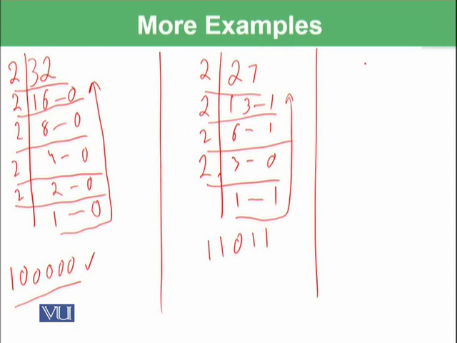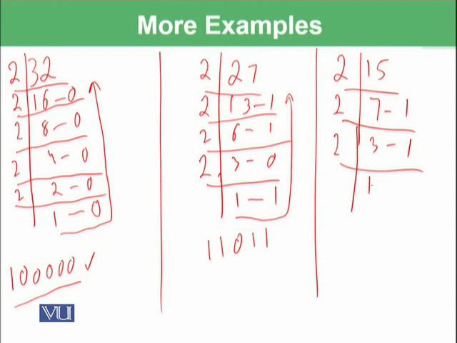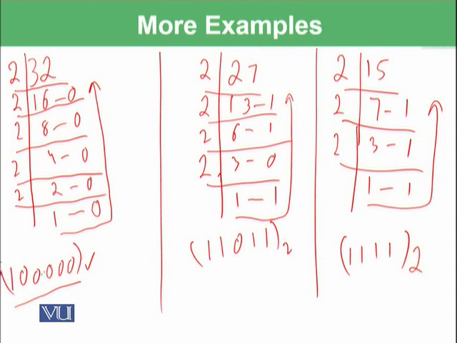Let's do another example. We want to see what the decimal 15 is in binary notation. So we can say 2 sevens are 14, 1 is left. 2 threes are 6, 1 is left. 2 ones are 2, 1 is left. So writing in this direction, 1 1 1 1. This is in base 2, so we normally write it with a subscript 2. So this 1 1 1 1 is representing 15 in the binary system.